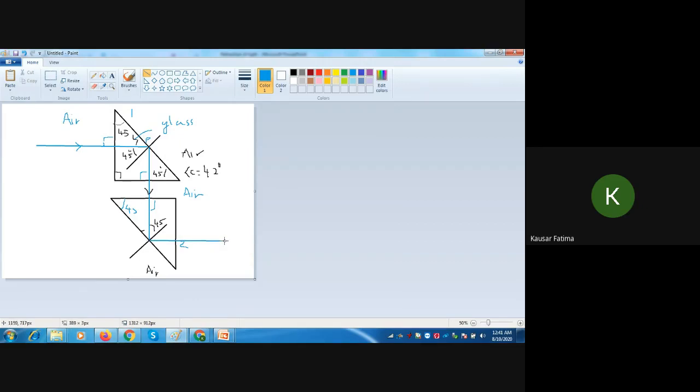Due to this characteristic, we can get the image of any object from which the ray of light is coming. So we can have two rays striking the prism. We can have one more ray of light coming from an object.